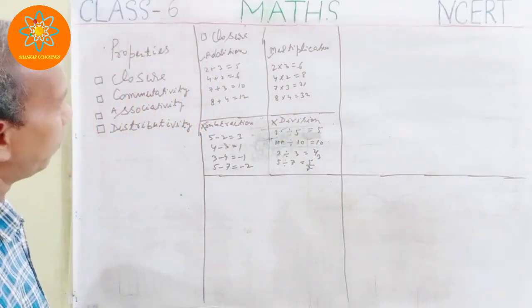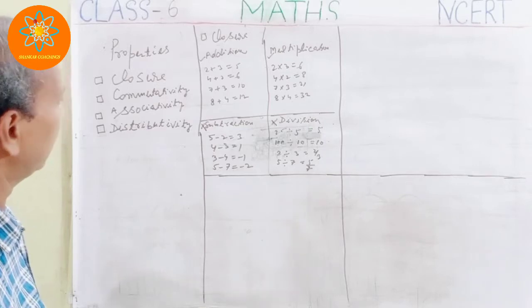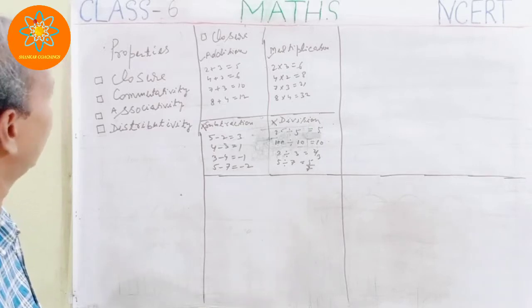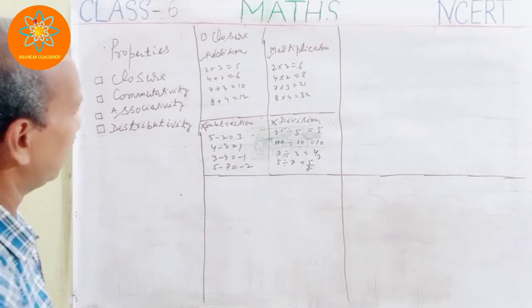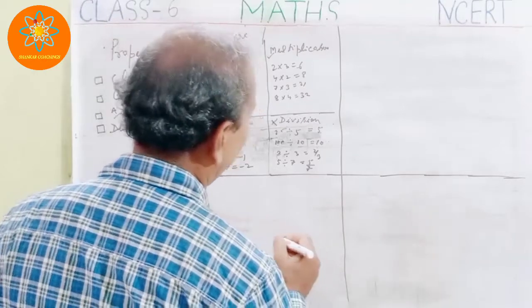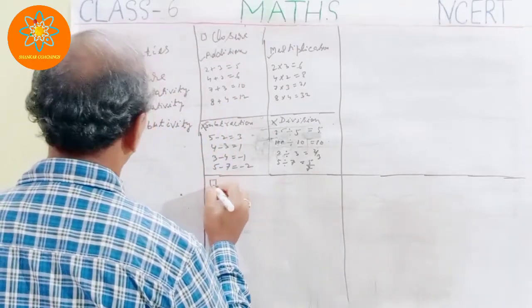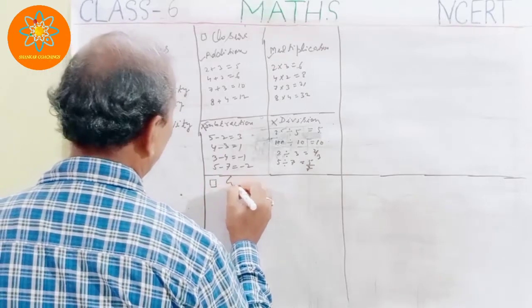After the closure property, we are coming to the next one, that is the commutative property.